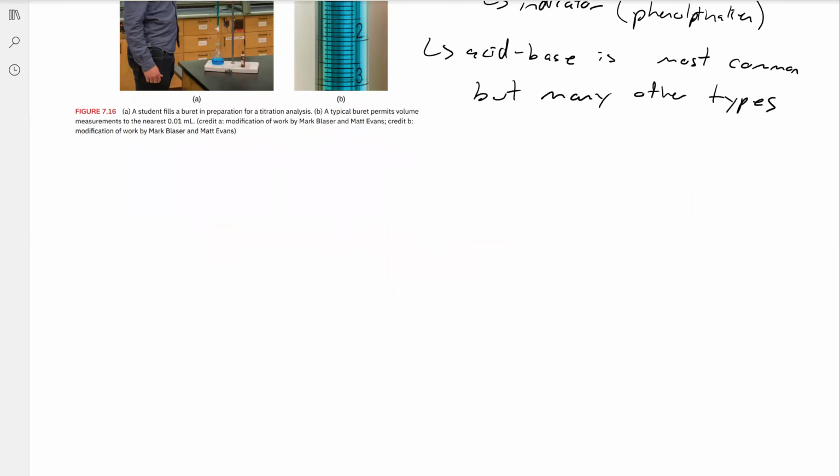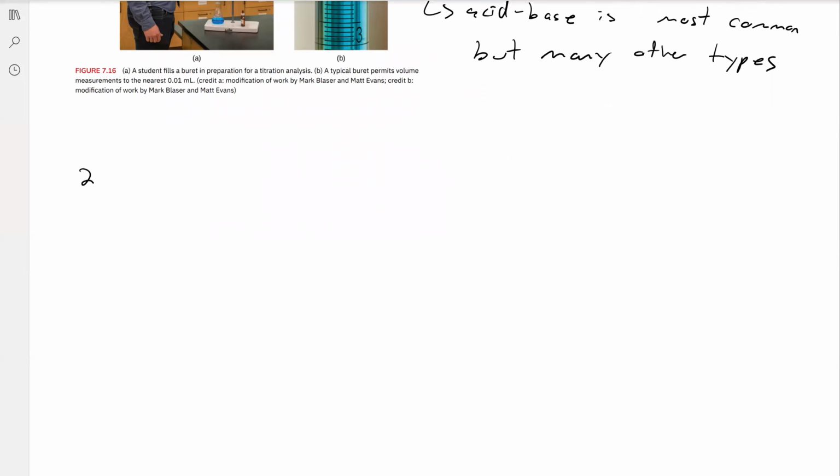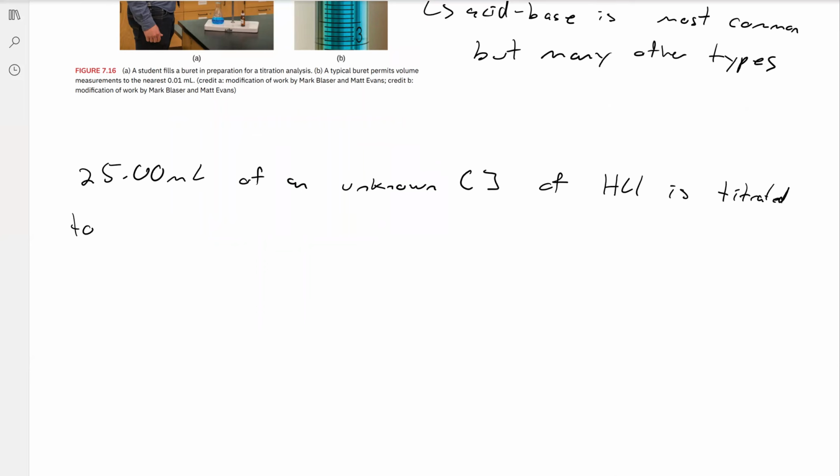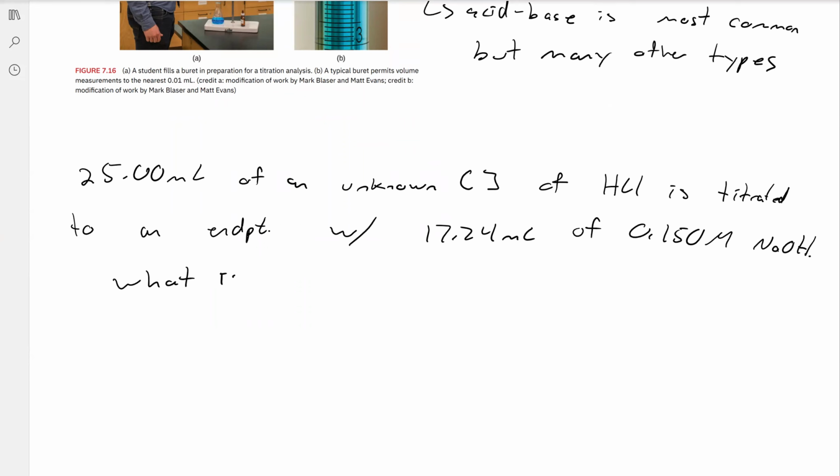Let's just take a look at a practice problem. Again, this is just more stoichiometry. So let's say 25.00 mL of an unknown concentration of HCl is titrated to an endpoint with 17.24 milliliters of 0.150 molar NaOH. What is the concentration of HCl?